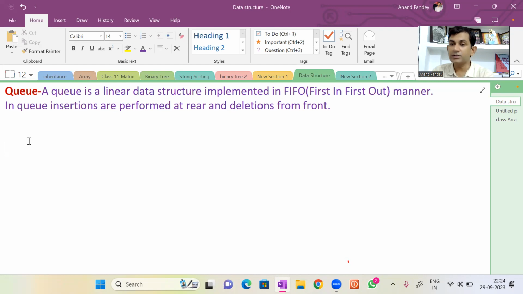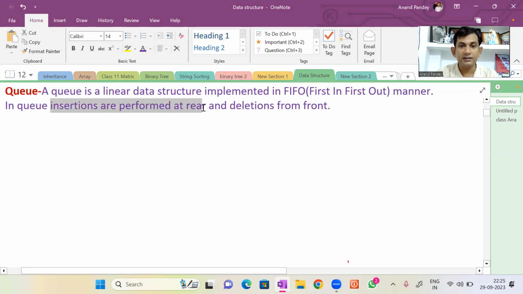So consider a queue in the real world at a movie ticket counter. If a new person joins that queue, that means insertion. A new person will join at the rear, like the front and rear cameras in smartphones. Are you getting the meaning of rear? Back, piche. So if a new person joins that queue, that person joins at the rear. So in a queue, insertions are performed at rear.